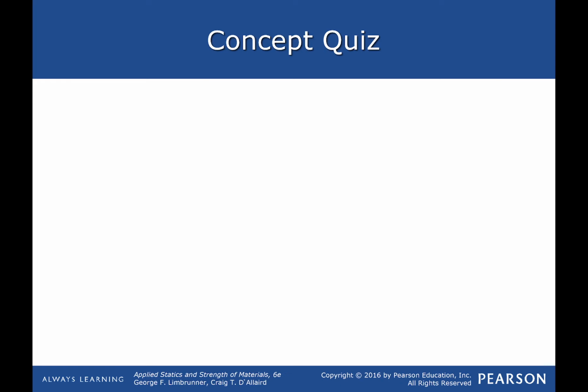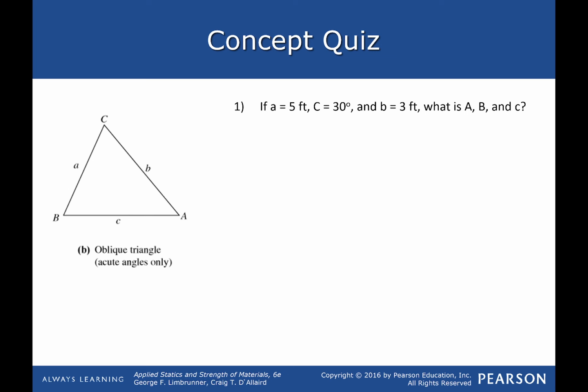Now on to some example problems. We've got this, we can do it. So here's our oblique triangle. Once again, this is just for writing stuff down. It is not drawn to scale. And here we have the first one.